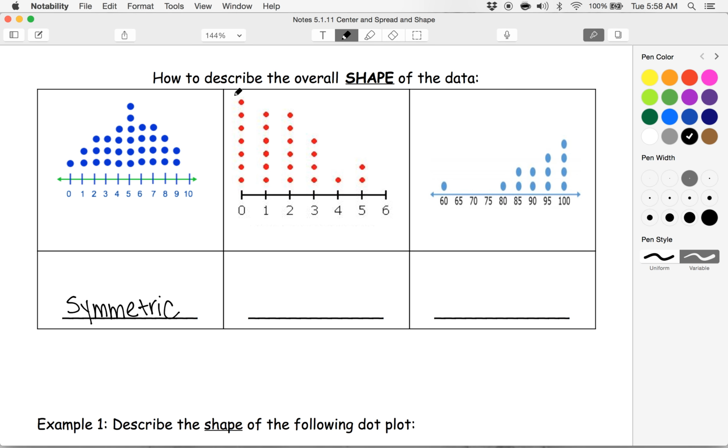Now we have some other shapes that look kind of like they're just a slope down. And you always want to look for where is the empty space. The empty space is on the right, so I would say skewed right. Same thing with this one. It kind of looks like it's just sloping down. But this time the empty space is on the left. So I'm going to call this one skewed left.